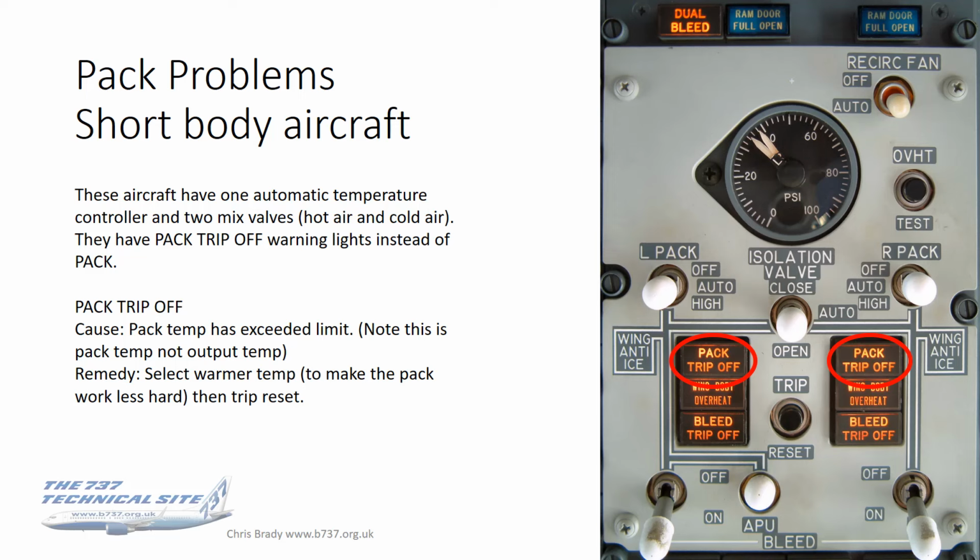Pack problems for short-bodied aircraft. Any pack problems that you will see will illuminate the pack trip-off light. The pack trip-off light means that a pack temperature has exceeded a limit. Now, I've not written on here what that temperature or limit is, because there are 3 temperature pickups around the pack. If you're interested in what they are, they're actually written on the schematic that I've drawn on the opening slide with the figures. You don't need to know them; they're more on there out of interest.